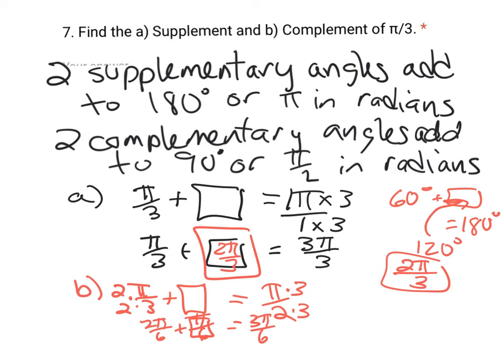If I converted to degrees, pi over 3 is 180 divided into 3 parts, so 60. And then pi over 2 is 180 divided by 2, or 90. So I need to add 30 degrees to get there. And 30 degrees is 180 over 6, so pi over 6 in radians.